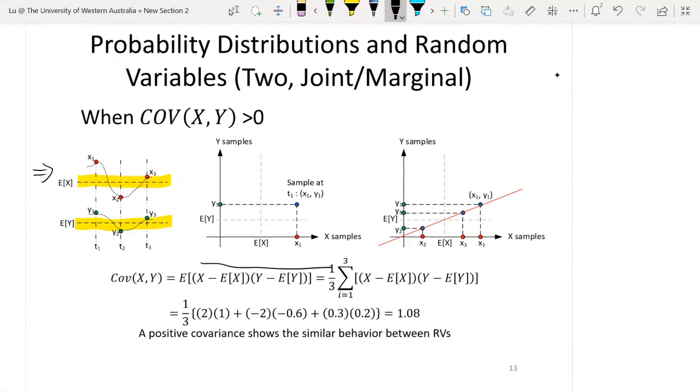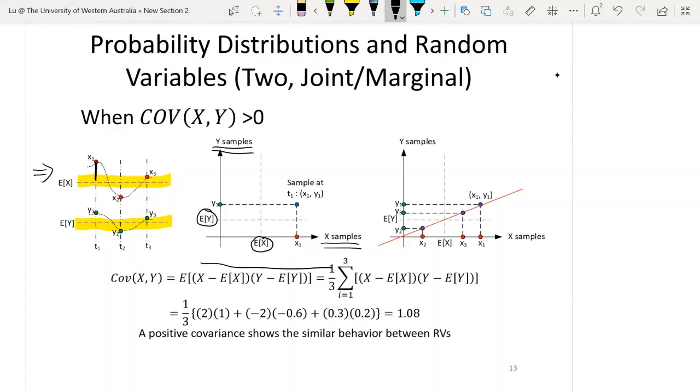In the middle graph, I'm using x as the horizontal axis and y as the vertical axis. Regarding these two random variables, the mean value of x is at this position, and the mean value of y is given here. You can see I'm using two gray dashed lines to indicate the positions of E[x] and E[y], these two mean values. For the first pair of samples, x1 and y1, we can see x1 is higher than the mean value of x.